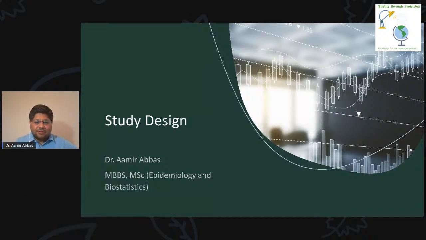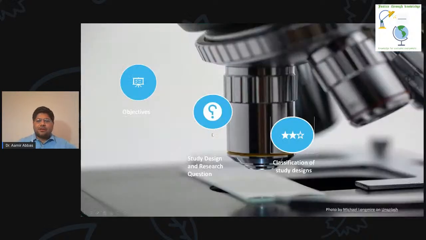So let's go to our session, and this is going to be the outline of this session. We are going to be talking about very few things today. Okay, we are not going to be talking about a lot of things today. First of all, I'm going to walk you through the objectives of this session. The last session was related to research question, and I'm going to link that session with the study design session.